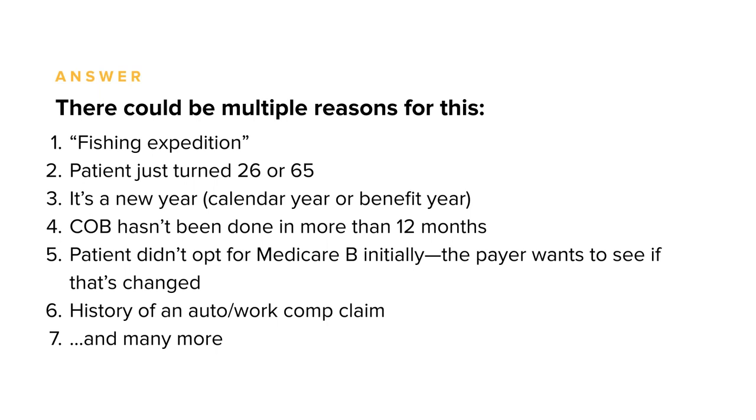A lot of times you'll see this at the beginning of a year, or if the coordination of benefits hasn't been done in more than 12 months. Sometimes it has to do with critical ages, such as age 26 or age 65. If there's ever been an auto liability or a workers' comp claim, they'll look into that because they might want to try to say that your claim should be the responsibility of the liability carrier. There's a lot of reasons. And sometimes the reasons aren't really all that important, because if you get a denial for COB, it has to be addressed.